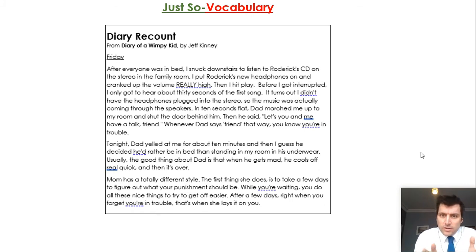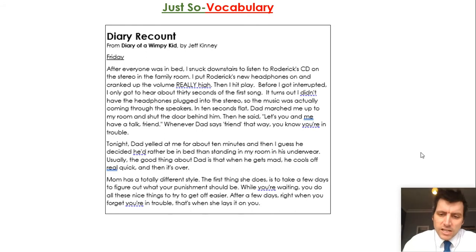So in 10 seconds, really quickly, Dad marched me up to my room and shut the door behind me. Then he said, "Let's you and me have a talk, friend." Whenever Dad says friend that way, you know you're in trouble. Tonight, Dad yelled at me for about 10 minutes, and then I guess he decided he'd rather be in bed than standing in my room in his underwear. Usually, the good thing about Dad is that when he gets mad, he cools off real quick, and then it's over. Mum has a totally different style.